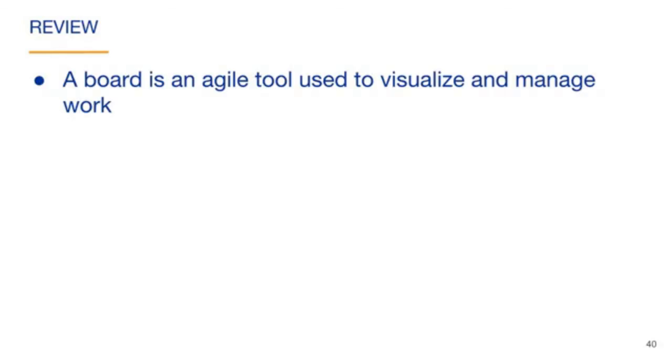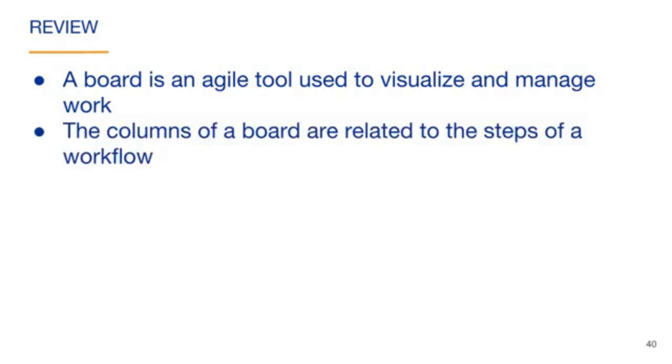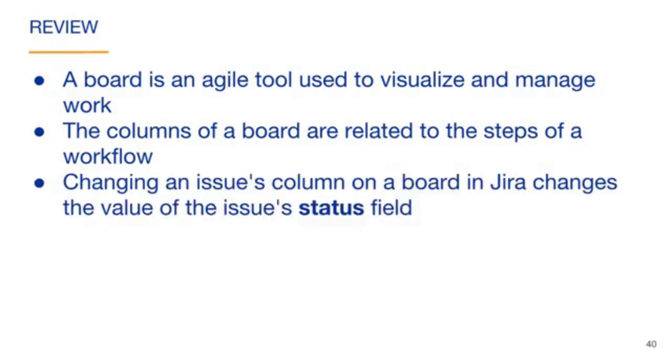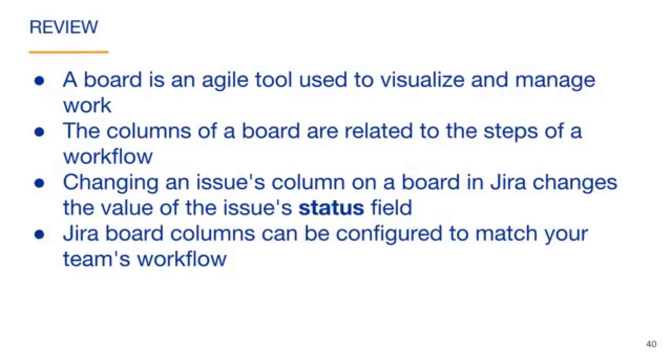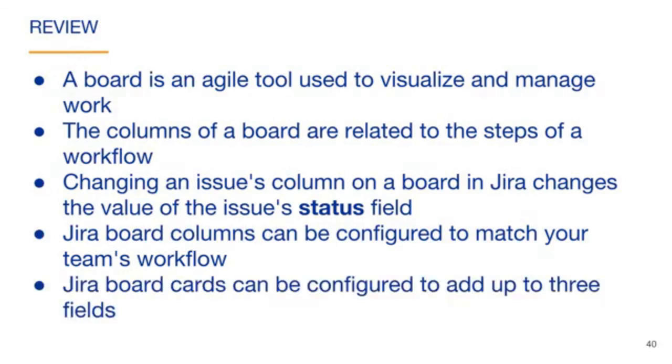Here's a review of what we've discussed in this video. A board is an agile tool used to visualize and manage work. The columns of a board are related to the steps of a workflow. Changing an issue's column on a board in JIRA changes the value of the issue status field. JIRA board columns can be configured to match the team's workflow. JIRA board cards can be configured to add up to three fields.